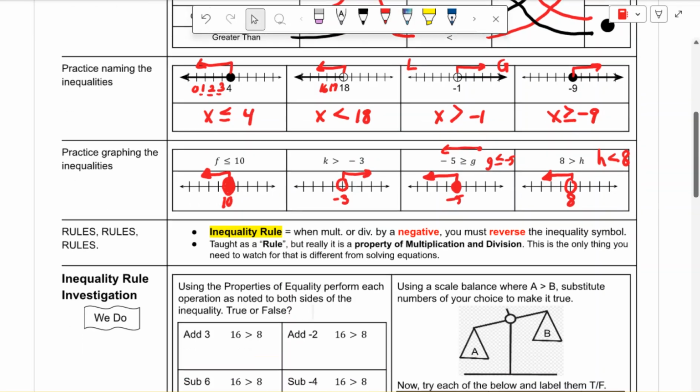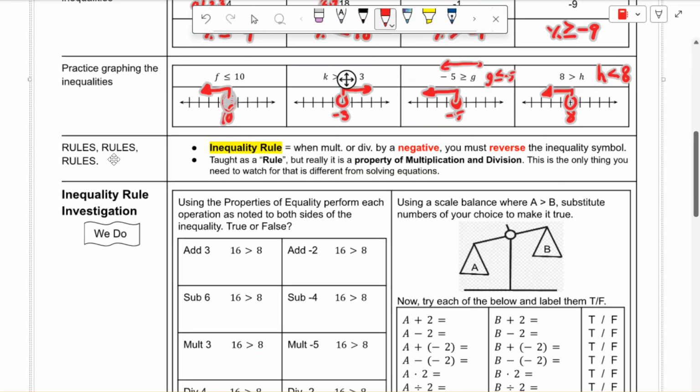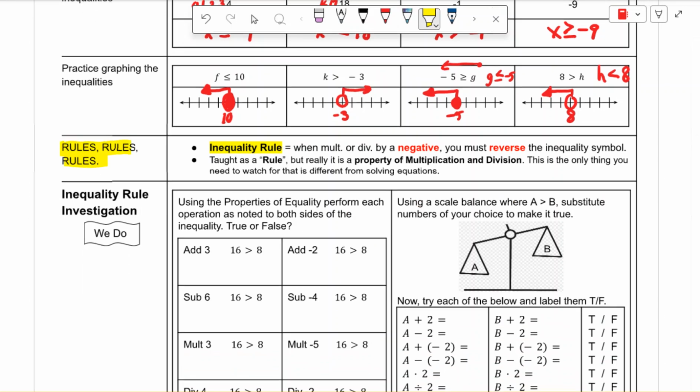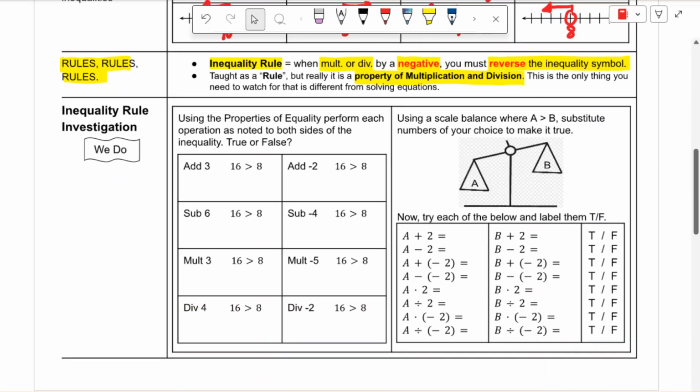All right, now we step down into what we're learning today. Rules, rules, rules. So what are these rules that we're learning about? They are the inequality rule. Okay, what is the inequality rule? When multiplying or dividing by a negative, you must reverse the inequality symbol. Okay, it's taught as a rule, but really it is the property of multiplication and division. This is the only thing you need to watch for that is different from solving equations. So let's look more into what this rule is and where it came about.